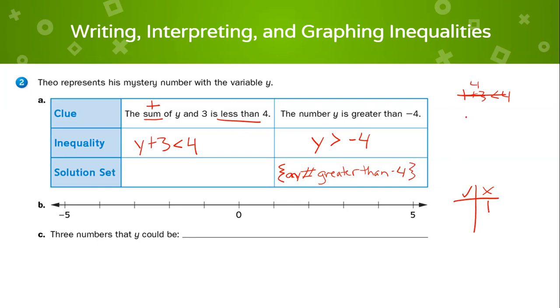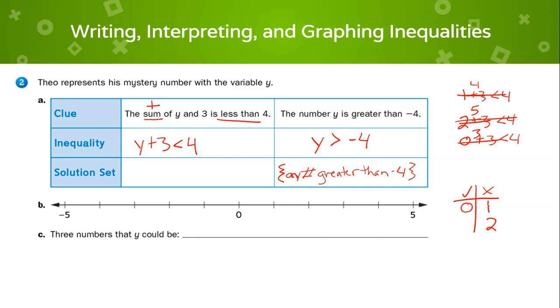Okay. If I try 2, 2 plus 3 is less than 4. Well, that doesn't work because 2 plus 3 is 5. So the number 2 doesn't work. Let's try something smaller. What if I did 0? 0 plus 3 is less than 4. Well, yeah, that works. 0 plus 3 is 3. 3 is less than 4, so 0 works.